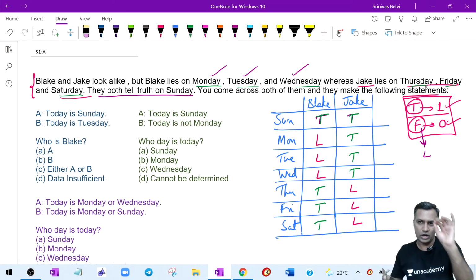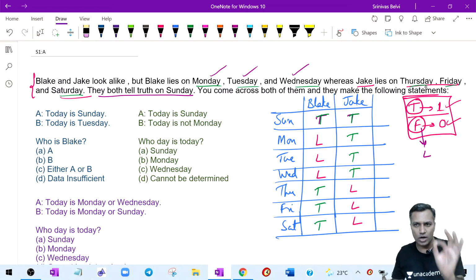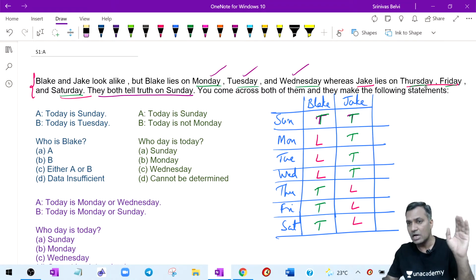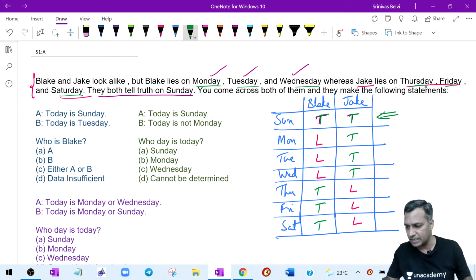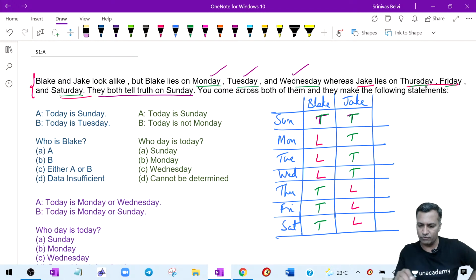All right, so what is that first understanding? We are trying to say that on any given day, at least one of them speaks the truth, no matter which day of the week you are talking about. Why did I say at least one? Because on Sunday, both of them would be speaking the truth. Okay, therefore, let's go to the first question.